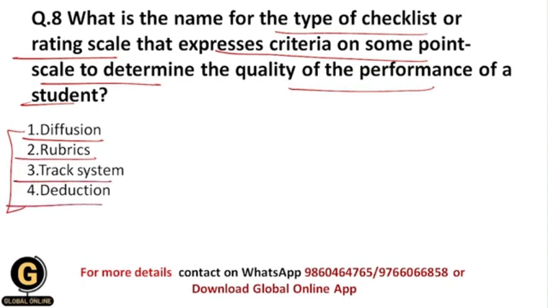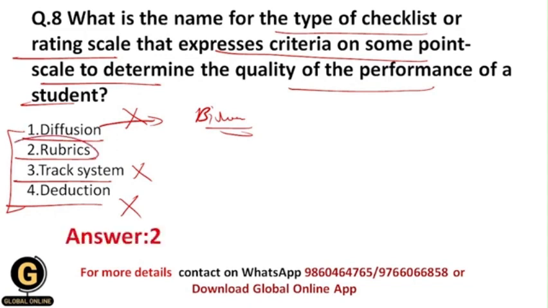So students, whenever you see these options, you will understand that diffusion is the term which occurs in the osmosis part, or whenever there is the flow of water or substances across the cells. This is nothing but diffusion, and that's why this concept is considered in biology. So diffusion does not play any role in the type of checklist or rating scale in research methodology. That's why this option gets eliminated. Track system, again this is eliminated. Deduction gets eliminated. So the remaining option, that is rubrics, is your correct answer.